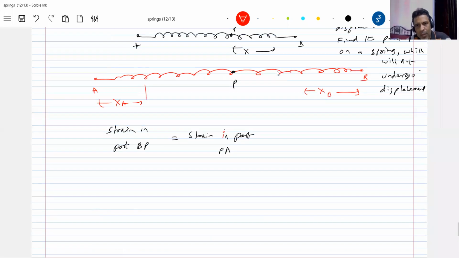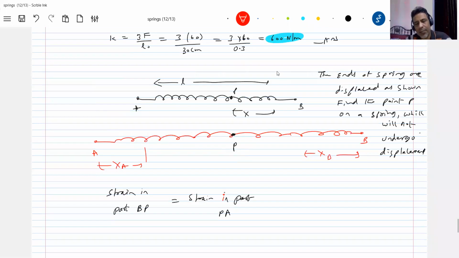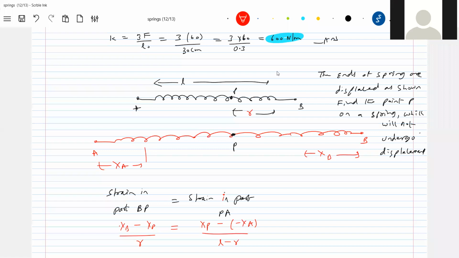Now, what I mean is, I gave the ends different displacements. So definitely the midpoint will shift, but there will be some point which will not shift. I want the location of that point from the end B. So strain in part BP should be equal to strain in part PA. The strain in part BP is XB minus XP by R, where the length is R, and this should equal XP minus XA by L minus R.